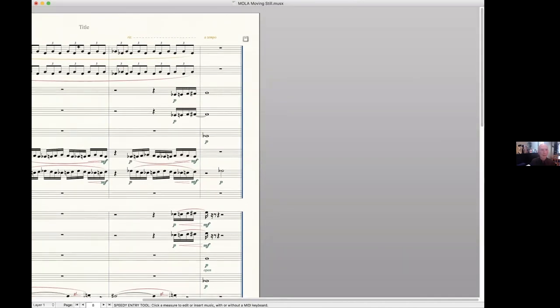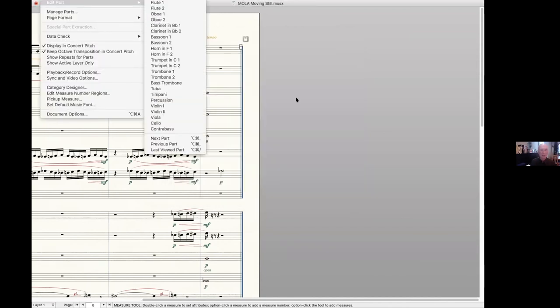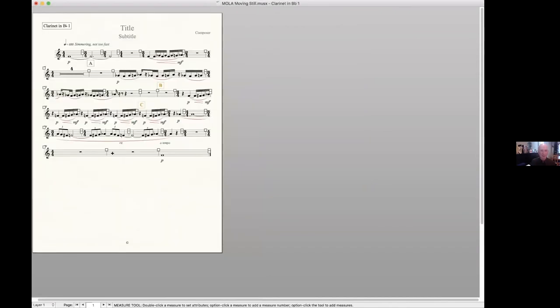Because this measure and this measure are considered the same, in order for that rit to show up, we have to actually request that that multi-measure rest gets broken. And hopefully, it's now split. And now the rit is there. We still have the issue, of course, with the dotted line. Again, it's a simple thing to miss.